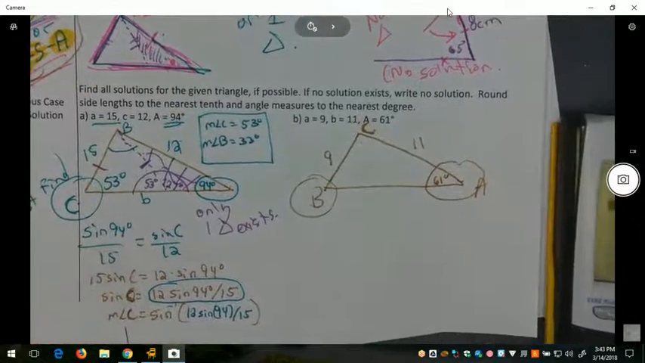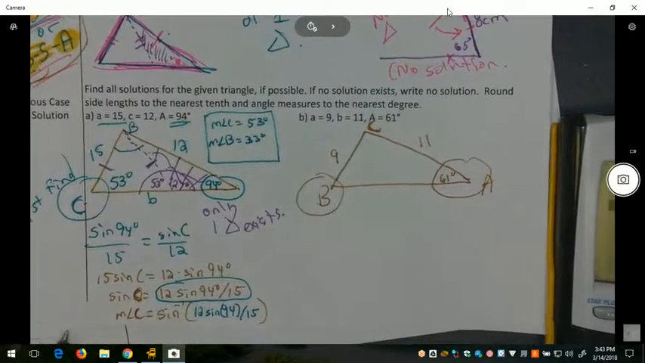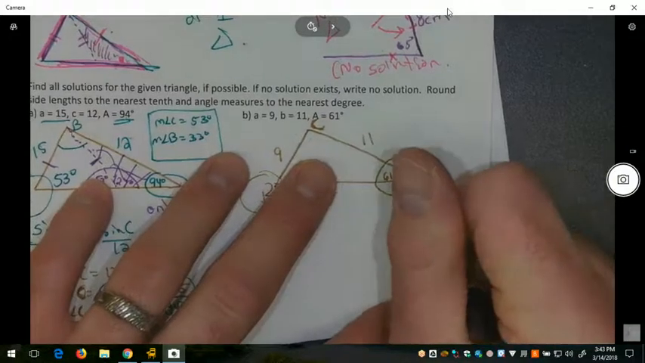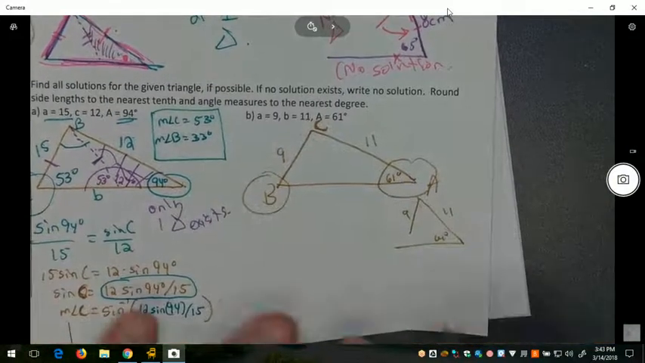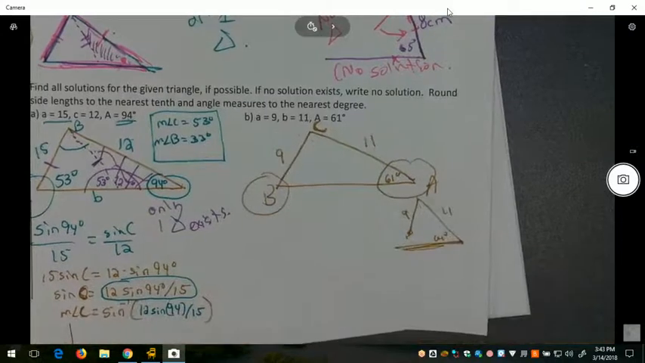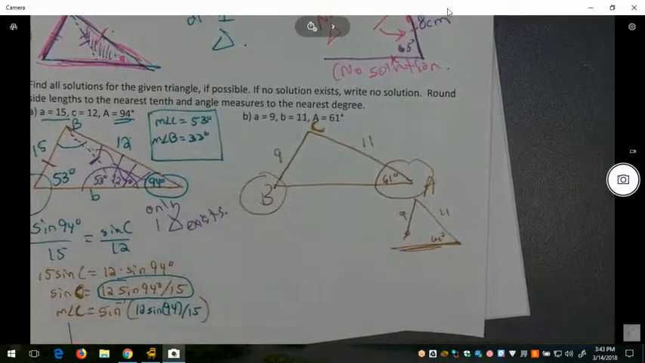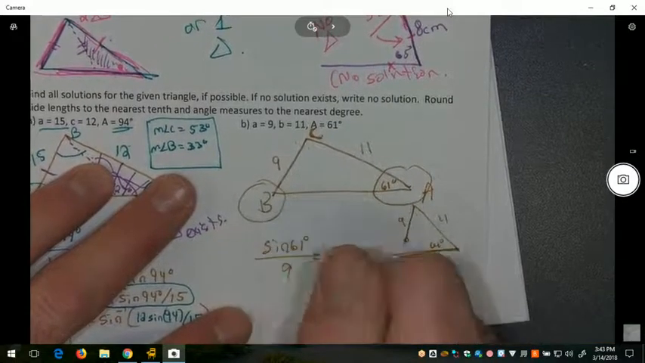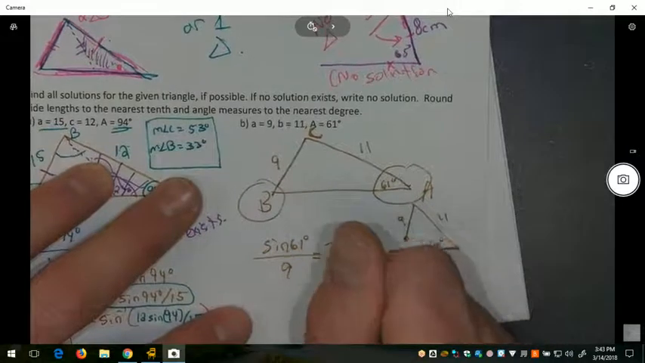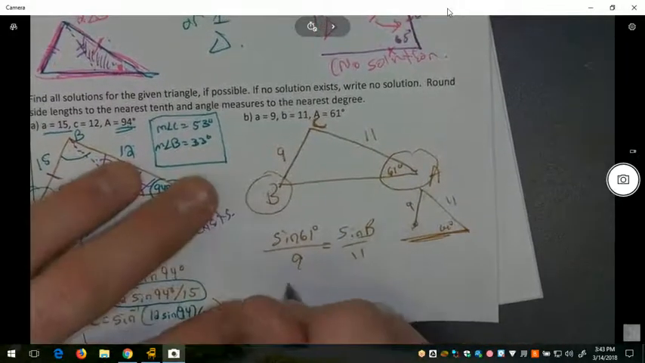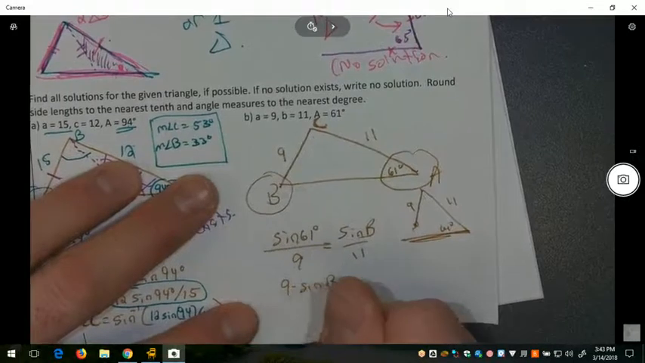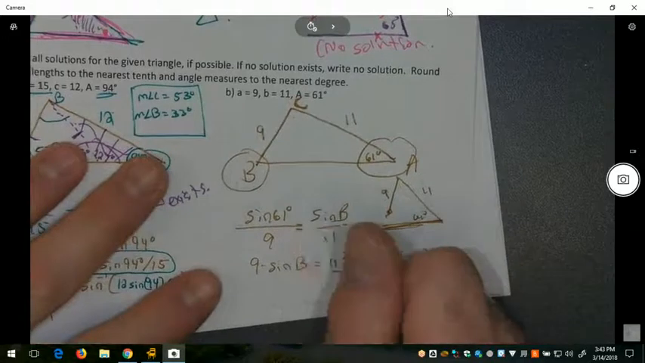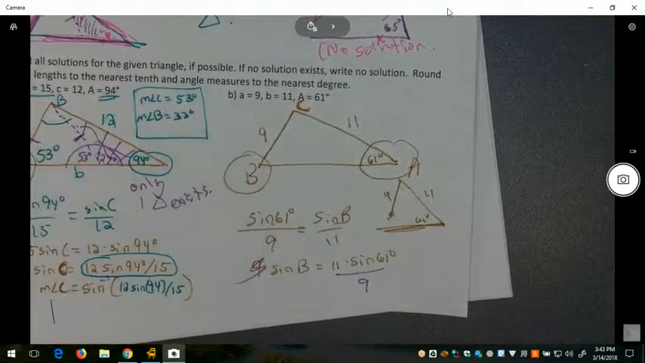Let's take a look at letter B. I've drawn it this way, but notice that if I were actually to lock that 61 degree angle, and this side were 11, 9 would be shorter than that and would never reach this side down here. So this would be no solution. However, when I go to solve it mathematically, because some of us just draw triangles and go on autopilot, I'd be saying sine of B over 11. And so what I would have is 9 times sine of B equals 11 times sine of 61 degrees. By dividing by 9, I would have sine of B.